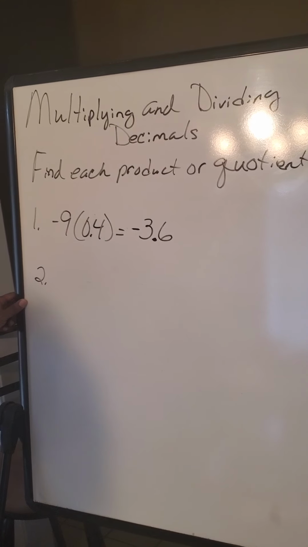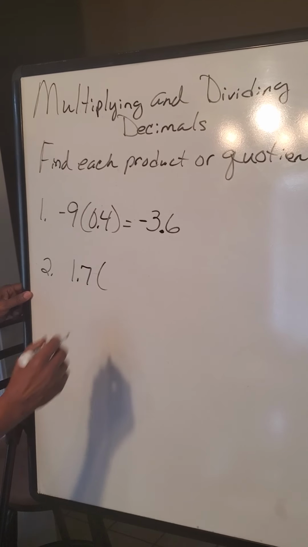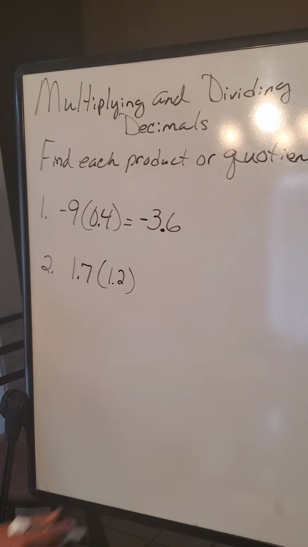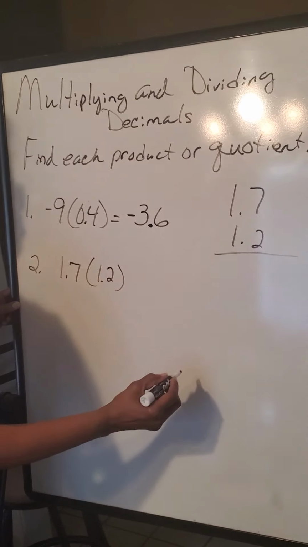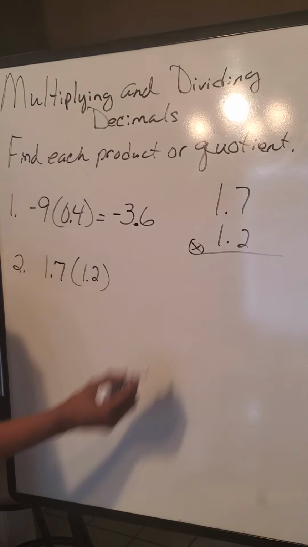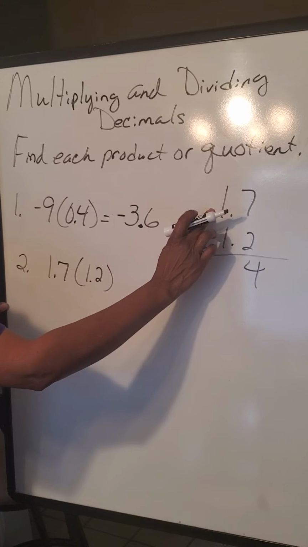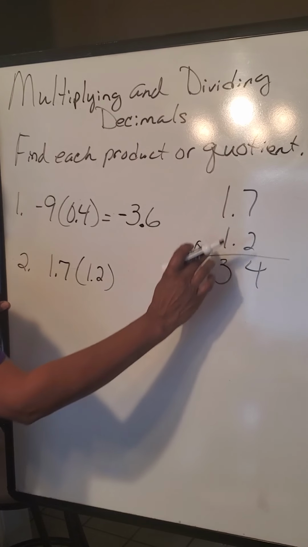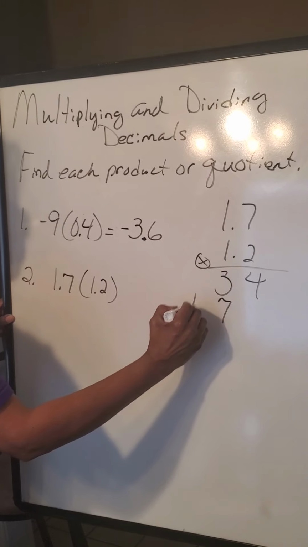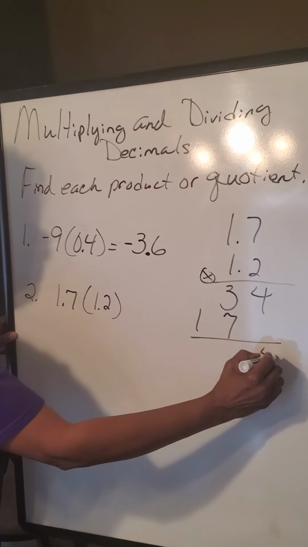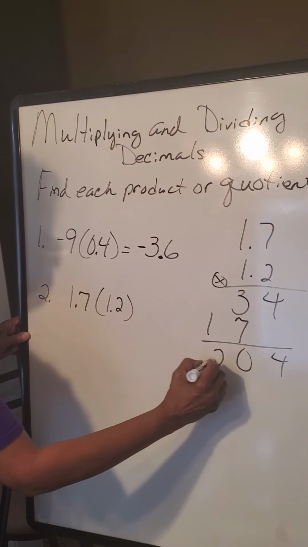Example 2. If I had 1 7/10, and I want to multiply by 1 2/10, I'm going to come over here and do the multiplication for you. So we're going to multiply, just like we do our whole numbers. 2 times 7 gives you 14. 2 times 1 is 2, plus 1 gives you 3. 1 times 7 gives you 7. And 1 times 1 gives you 1. Now add. I get a 4. 7 plus 3 gives you 10. 1 plus 1 gives you 2.